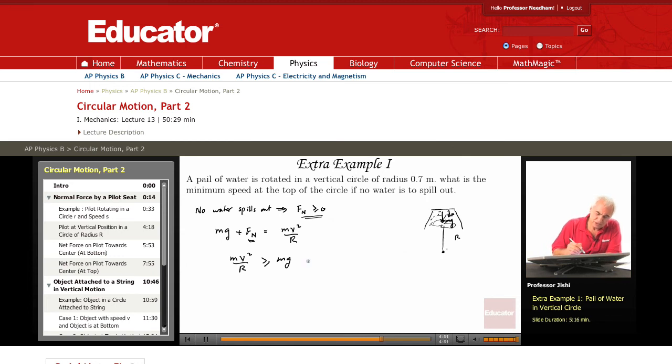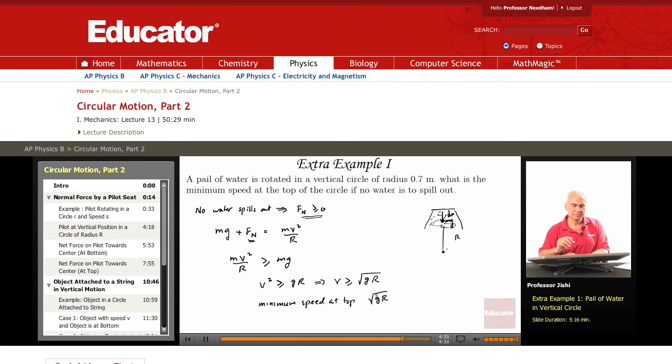So this means that v squared must be greater than or equal to gr. So v is greater than or equal to the square root of gr. So the minimum speed at the top of the circle is the square root of gr. That ends extra example 1.